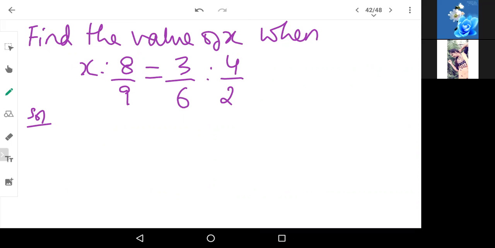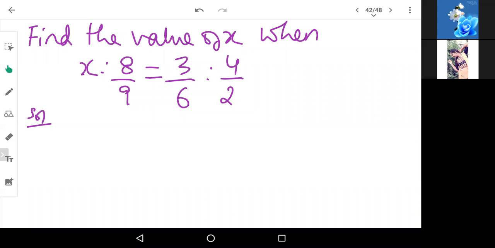Okay. Now the next question. Find the value of x when, and they've given us two different sets of ratio. So we have x is to 8 by 9 as one ratio and 3 by 6 is to 4 by 2 as the other ratio. Since we have two ratios, there are four quantities. So this is a normal proportion problem where we will be using product of extremes is equal to product of means. When you have four quantities, use the rule of proportion. When you have three quantities, use the mean proportional rule.